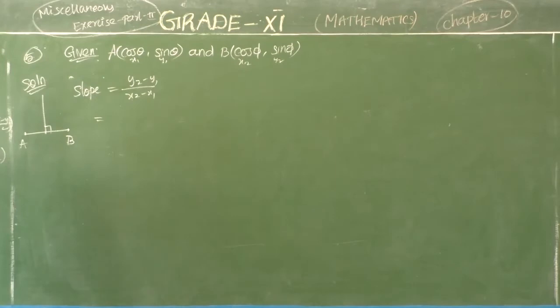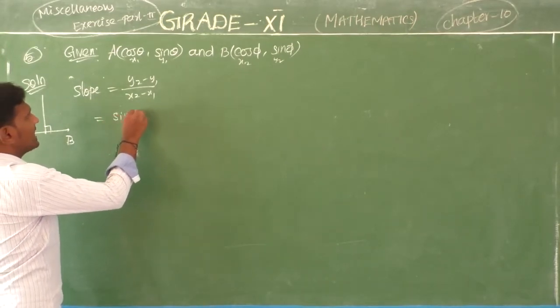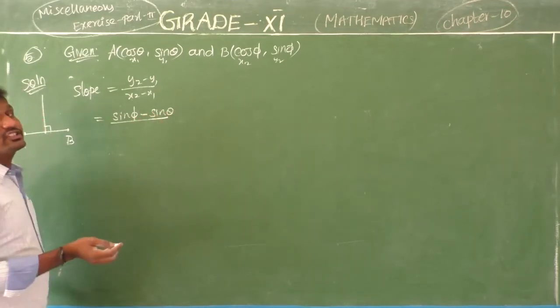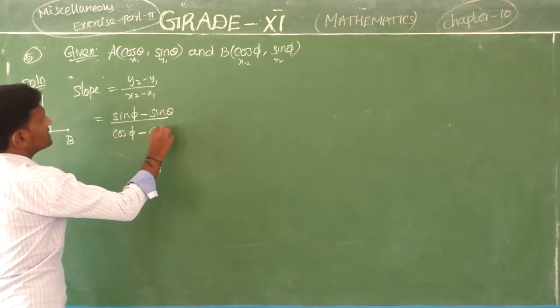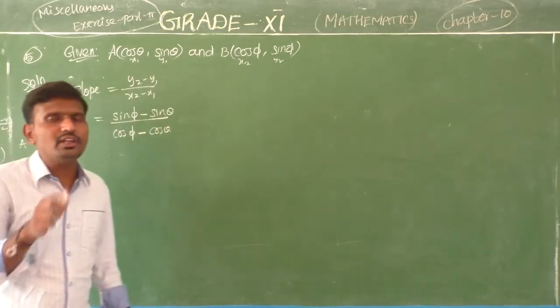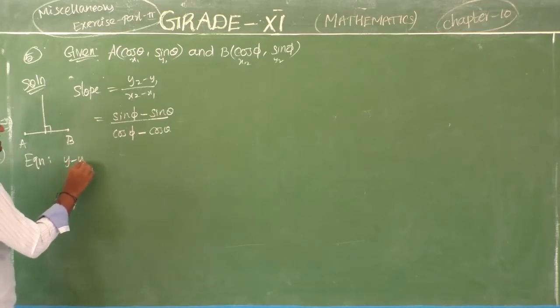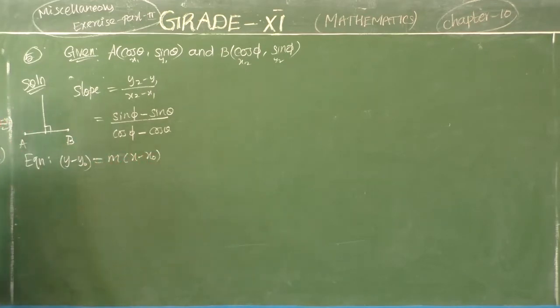Now substitute: y2 minus y1 means sin phi minus sin theta, whole divided by x2 minus x1, which is cos phi minus cos theta. So when 2 points and one slope are given, you know the formula. Equation of line is y minus y1, or y0, both are the same, students. y minus y0 equal to m into x minus x0.